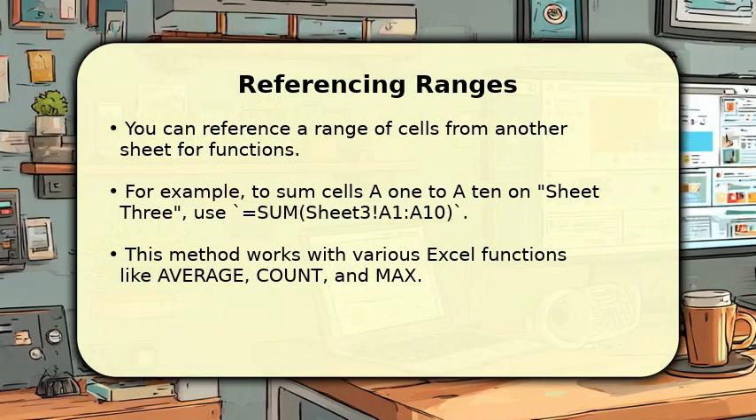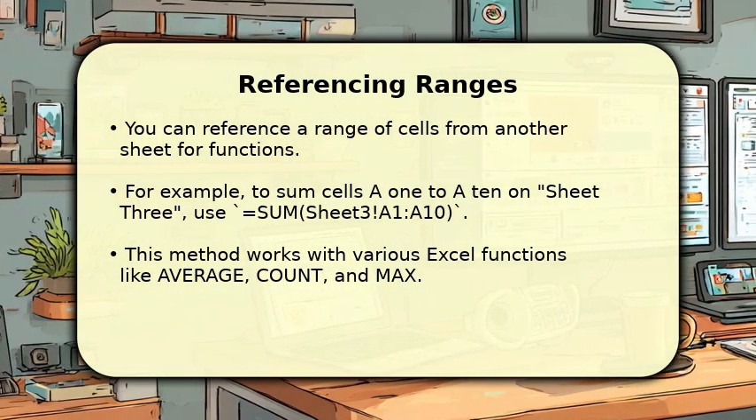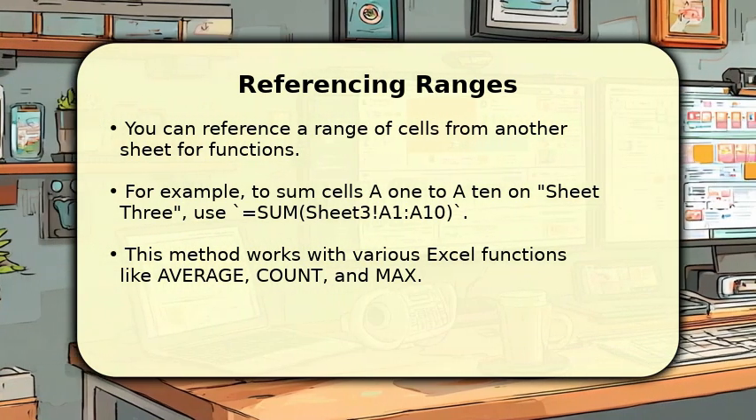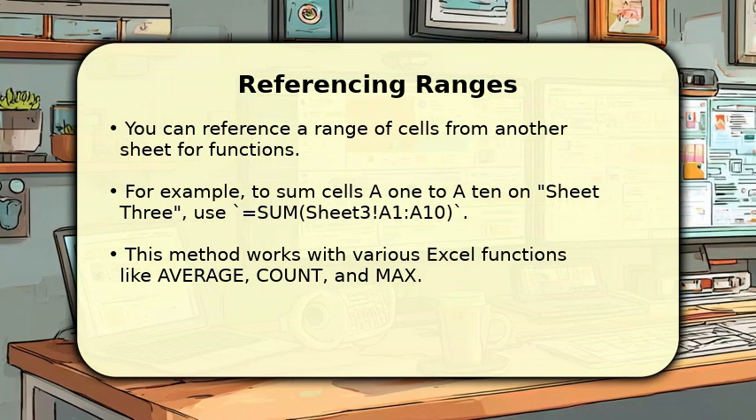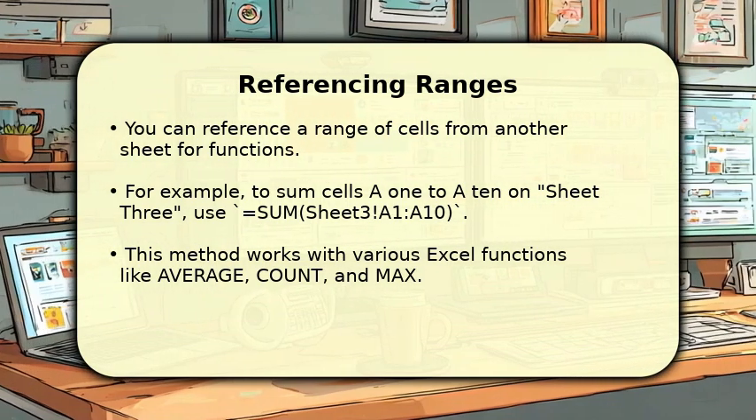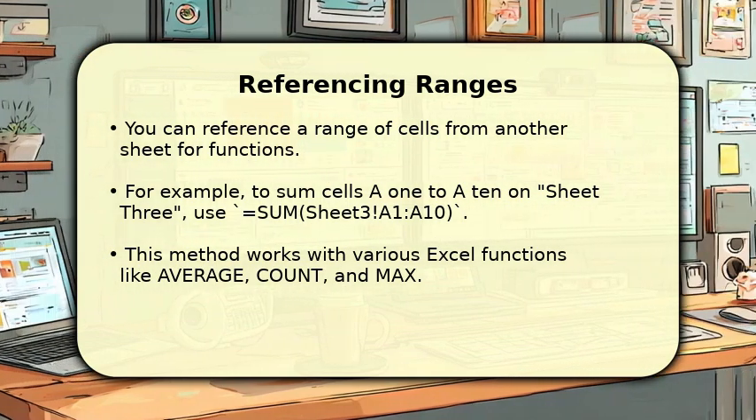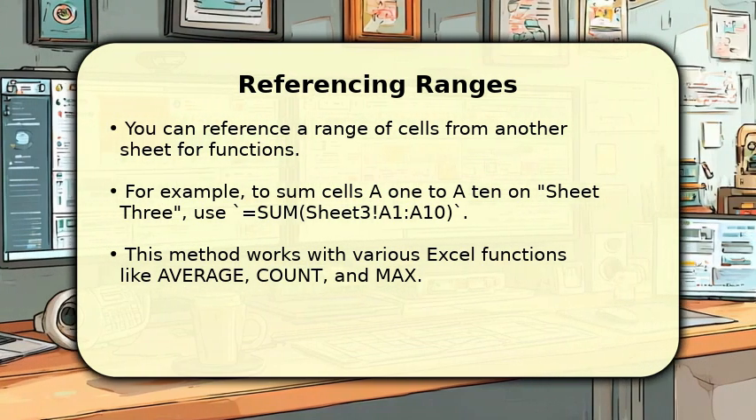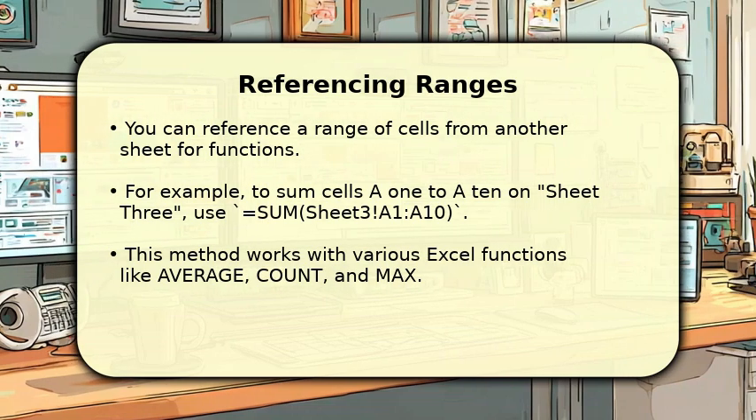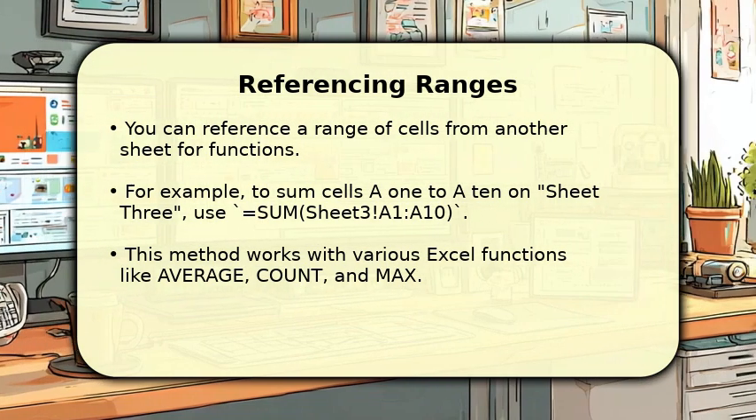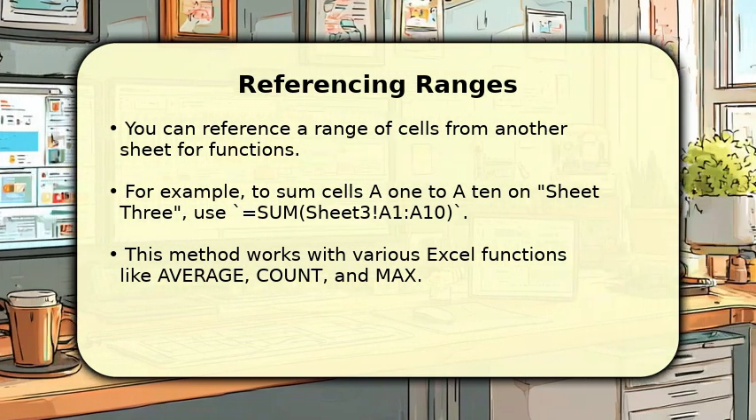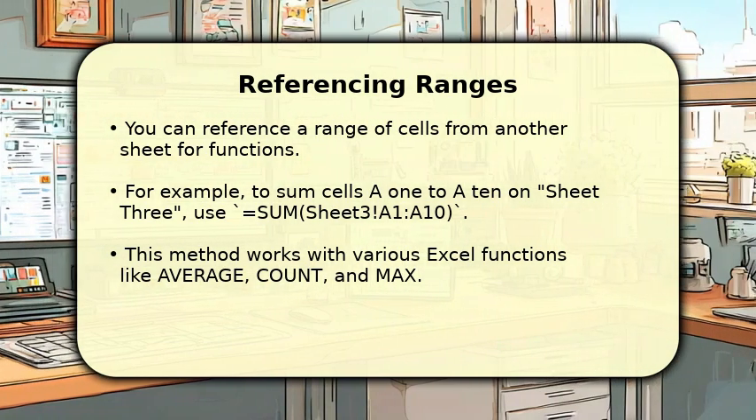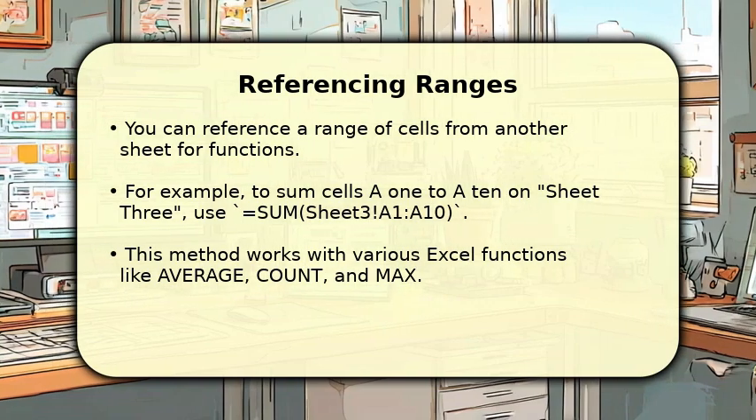Referencing entire ranges of cells from another sheet is incredibly useful for functions. For instance, if you want to sum the values from cells A1 to A10 on sheet 3, you would use the formula equals SUM(Sheet3!A1:A10). This technique applies to many other functions too, such as average, count, or max. Just ensure your sheet name and the cell range are accurately specified within the function's arguments for precise calculations.